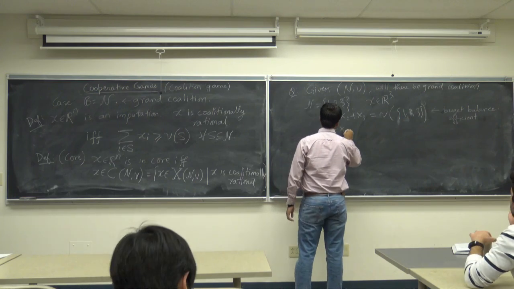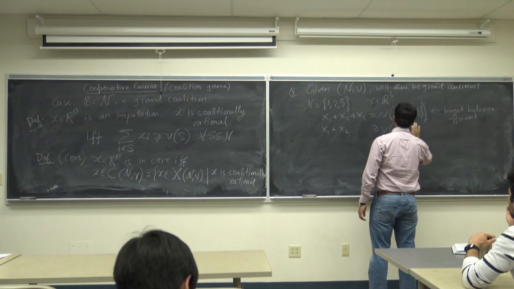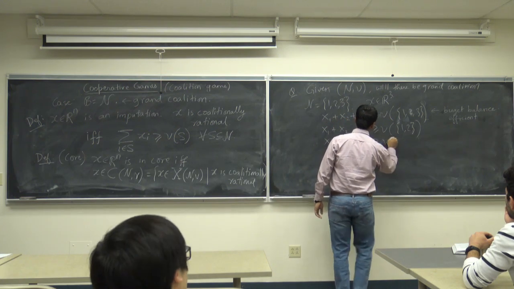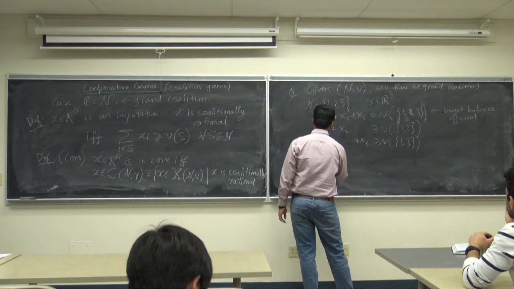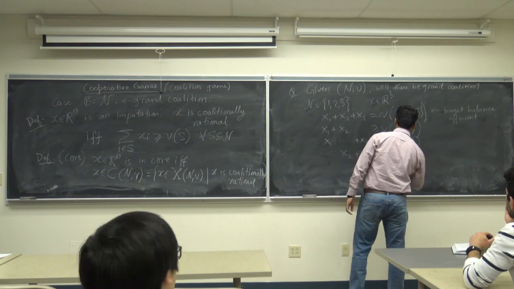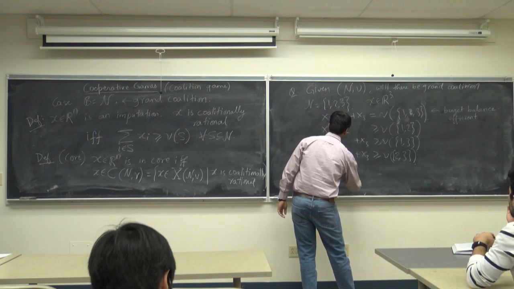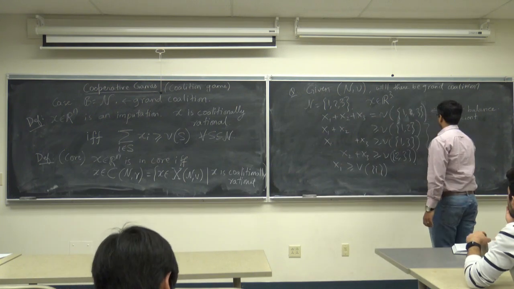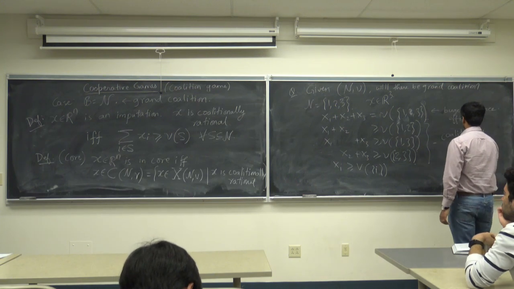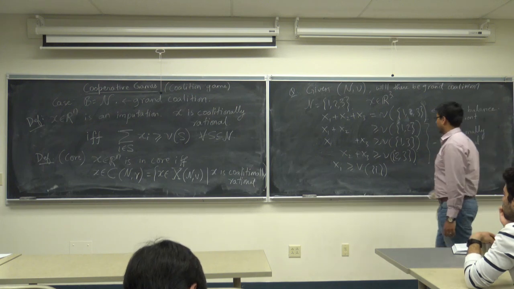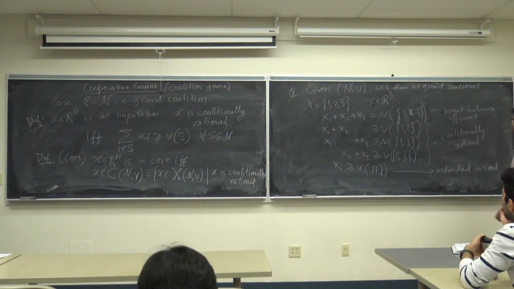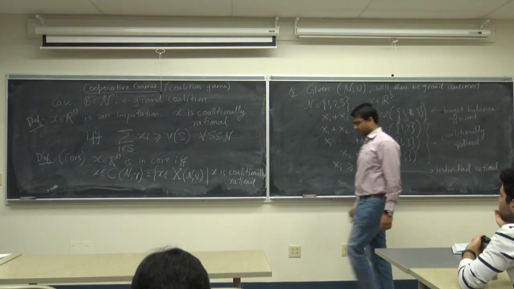And then we have all the coalitional rationality constraints. X1 plus X2 should be greater than or equal to V of 1, 2. X1 plus X3 is greater than or equal to V of 1, 3. And X2 plus X3 should be greater than or equal to V of 2, 3. And what else? Xi greater than or equal to Vi. So these three are the coalitionally rational constraints, and this is individual rationality.